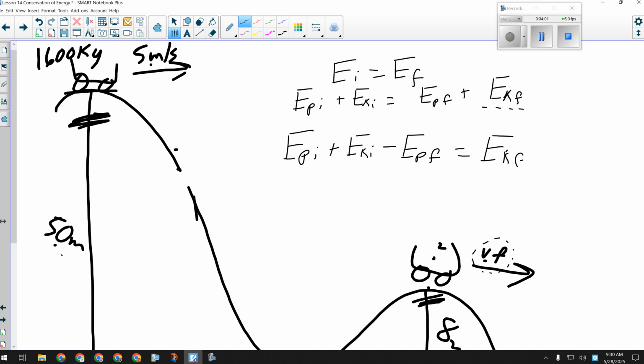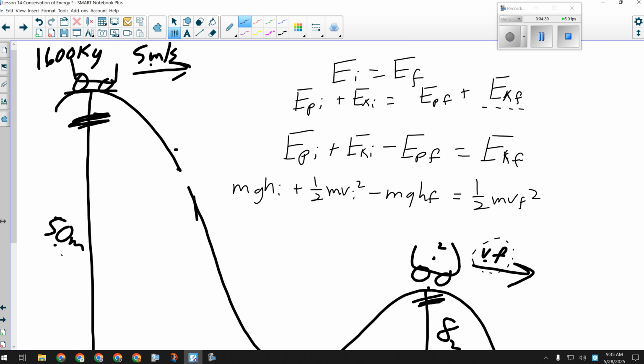Sorry, my handwriting's not very good here. That's EK final. You're looking for VF, so you have to put in your formulas, manipulate, and solve. The pattern is basically the same as the last one, except in the last one we isolated EP final. Now we're isolating EK final. So we put in our formulas: M times G times H initial, plus 1/2 M V initial squared, minus M G H final, equals 1/2 M V final squared.